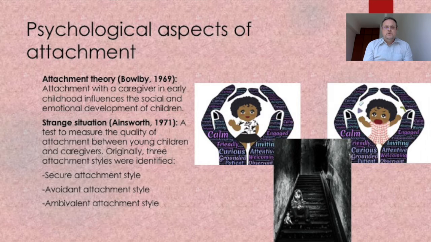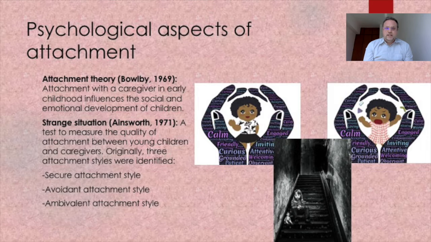And a student of Bowlby, Mary Ainsworth, developed a test to measure the quality of attachment between caregivers and children. It's called the strange situation. It's basically a child being with her caregiver or mother in a room, and then a stranger comes into the room and the mother later leaves the room.